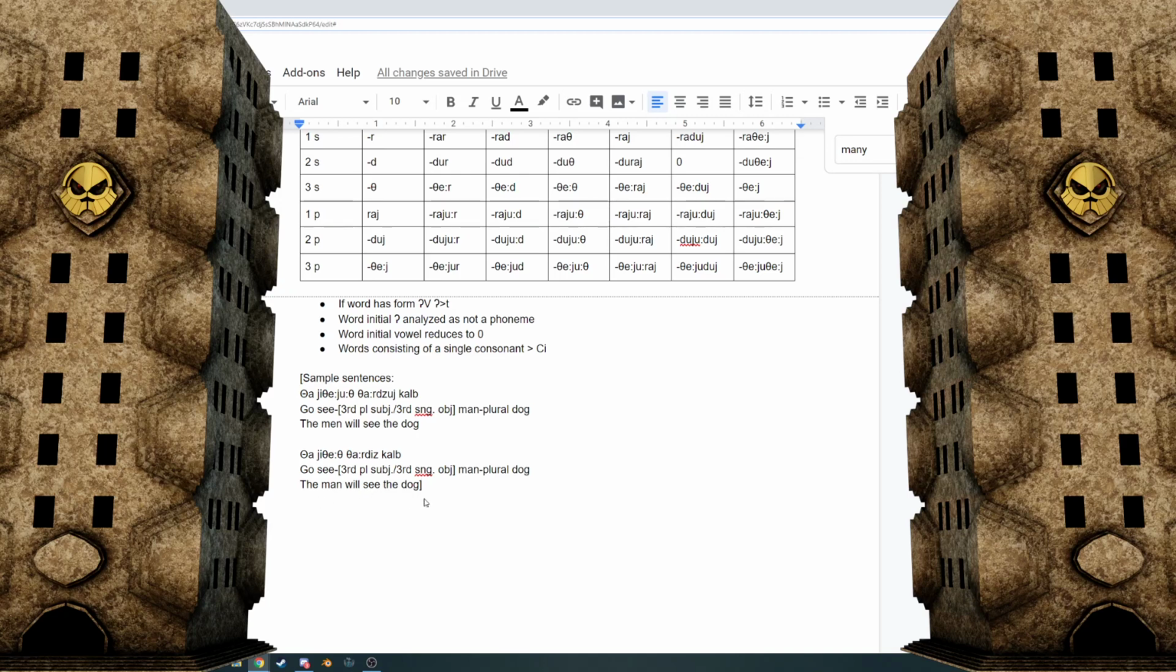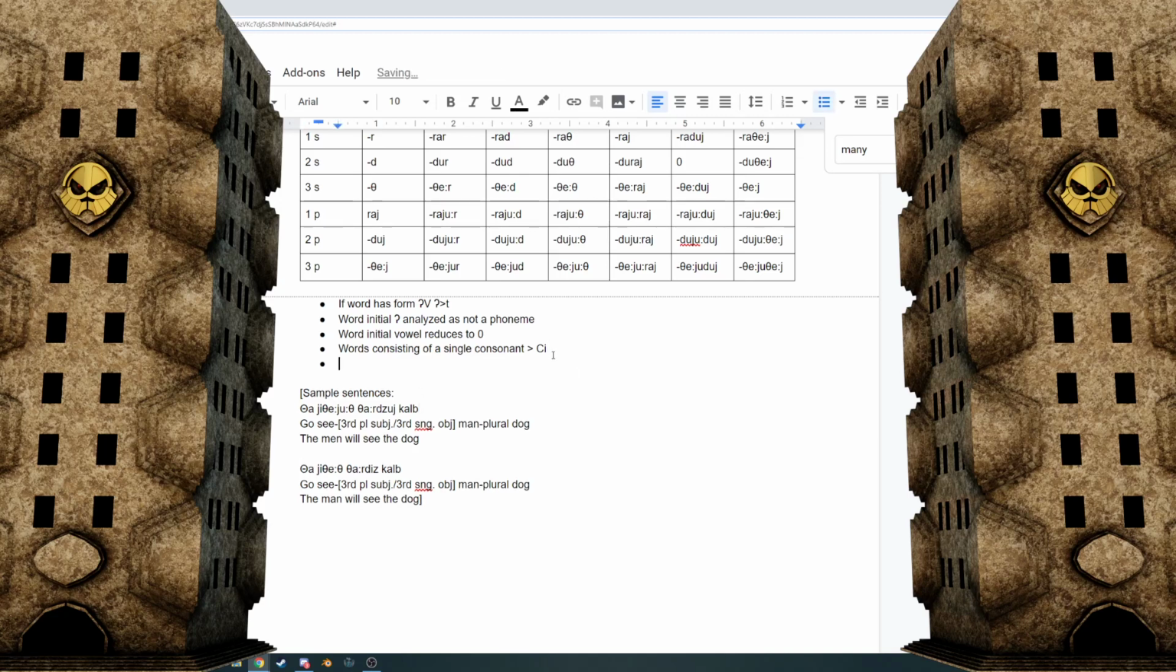The men will see the dog. Yitheyuth Thardyuz Kalb. Alright, okay, so now we have to figure out something for the dogs, because that's going to be Kalbi. We're going to go with something that's slightly unlikely. Every once in a while, just to have fun, we're going to start introducing some weird, complicated plurality marker stuff, which might later get reanalyzed to be a little more regular.